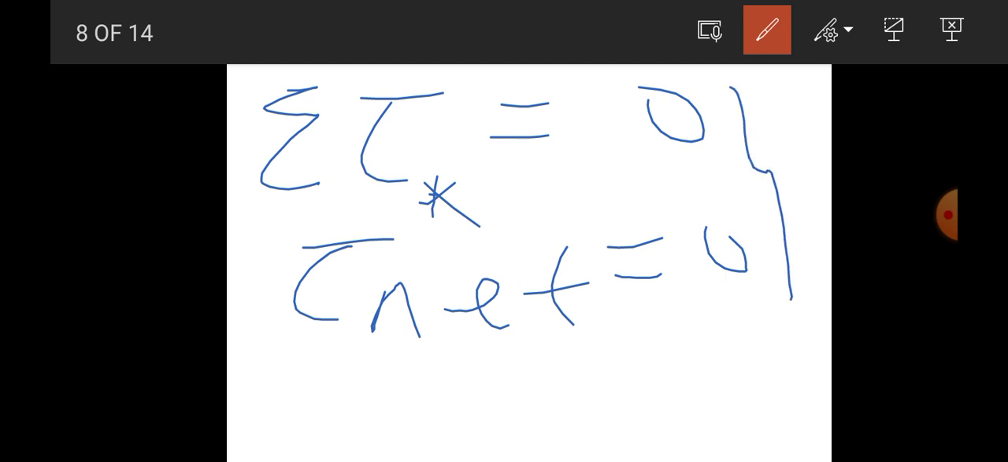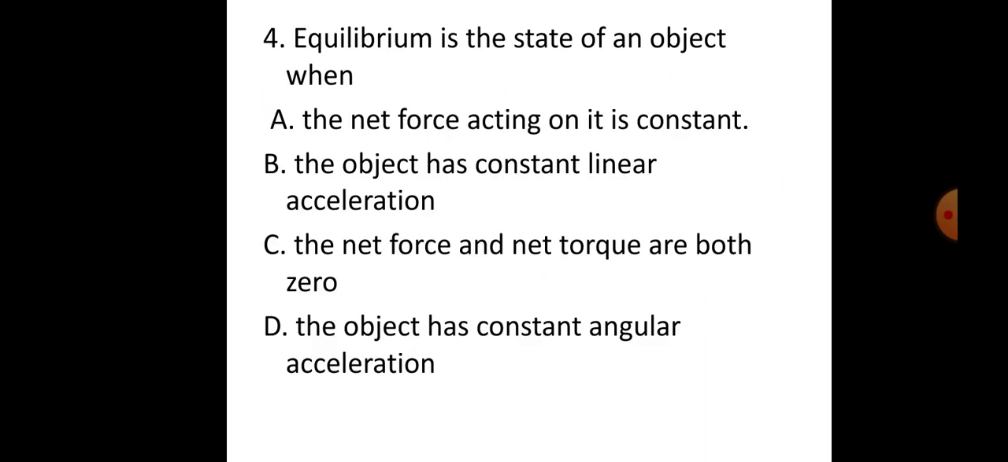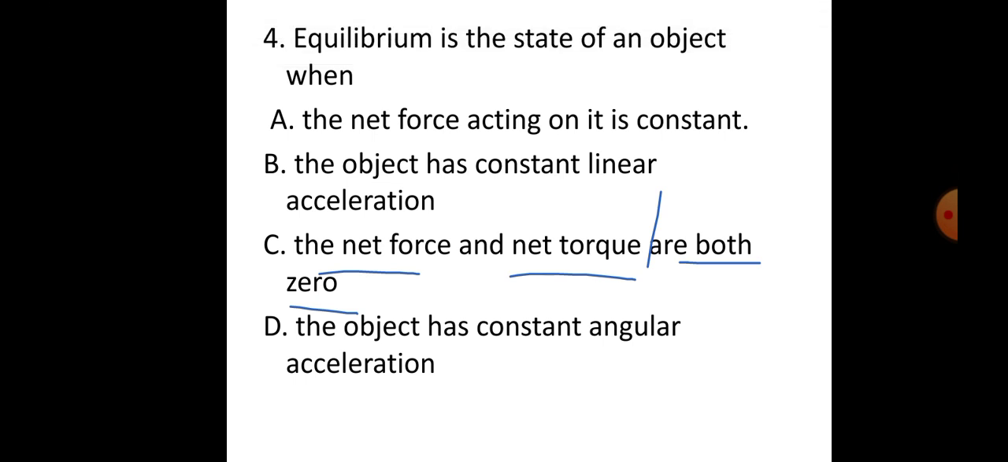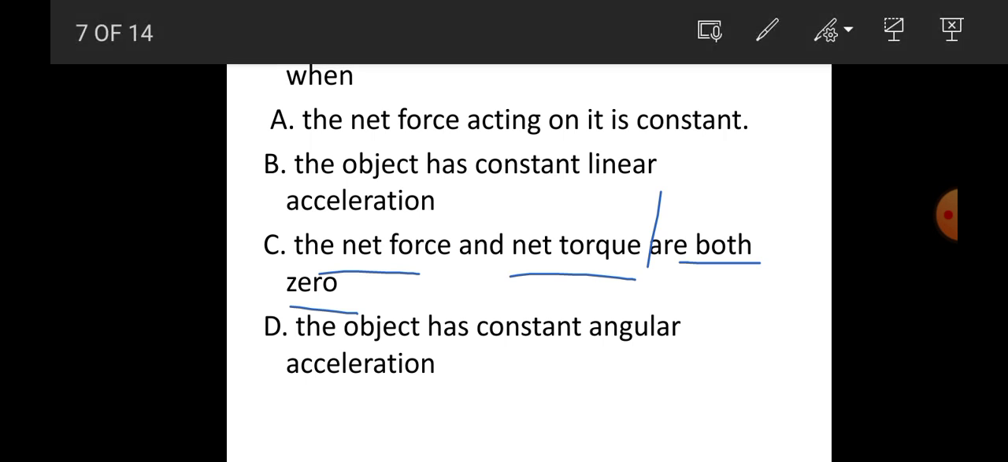This is the second condition of equilibrium. Therefore, the body is said to be in equilibrium if the net force and the net torque are both 0. That is the first option, A, the net force acting on it is constant. What does constant mean?